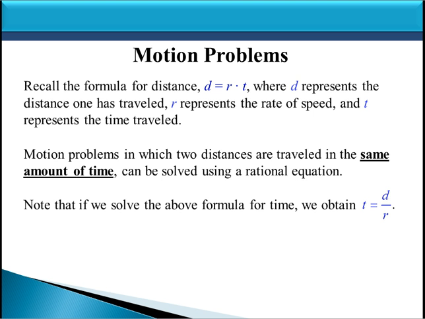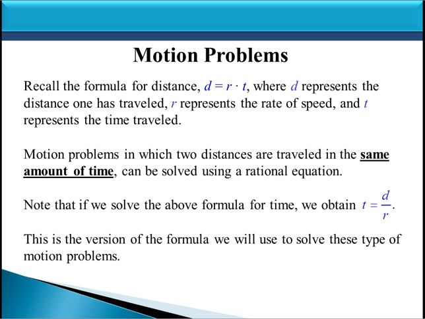Note that if we solve the above formula, the d equals rt formula, for time, so to do that you would have to divide both sides by r, you would obtain the formula t equals d over r. This is the version of the formula we will use to solve these types of motion problems, where two distances are traveled in the same amount of time.